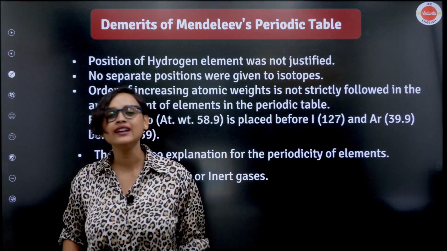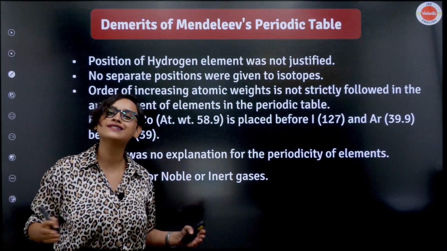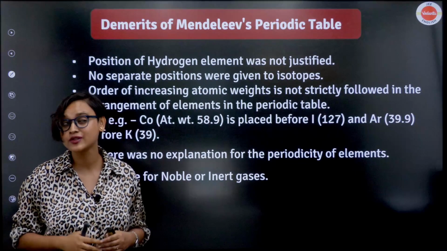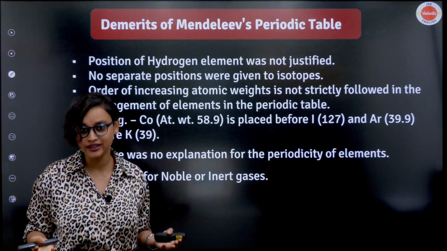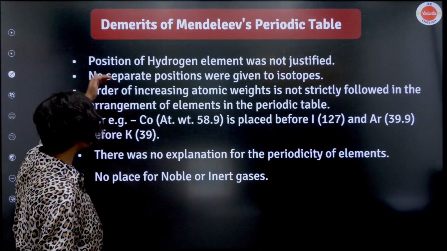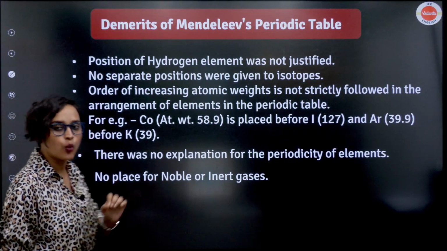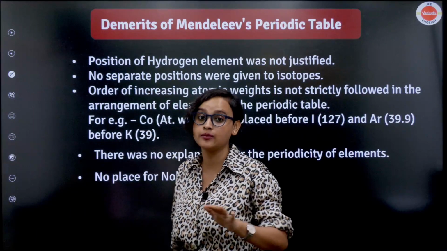Now, obviously, it wasn't like there were no demerits. There were demerits, which is why we have the modern periodic table in the picture, right? So, in Mendeleev's periodic table, there were certain demerits. What was it? That the position of the hydrogen element was not justified.